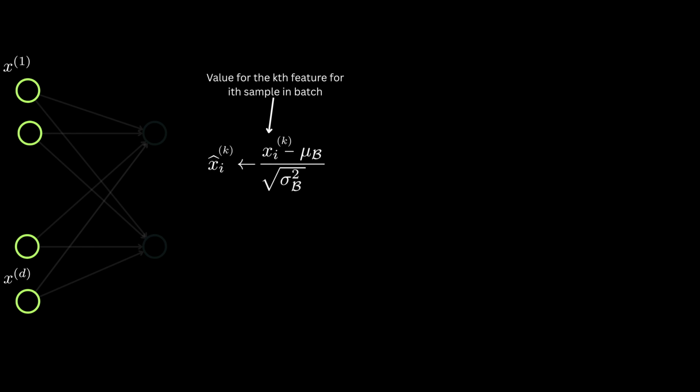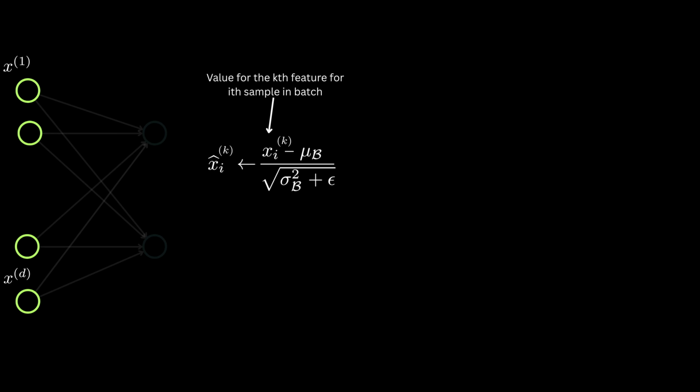How exactly does this transformation take place? Assume we are working with d-dimensional features x1 to xd at a particular layer. Each feature is independently transformed by subtracting the mean and scaling down by the square root of variance. In implementation, we also add a very small value to the variance for numerical stability.